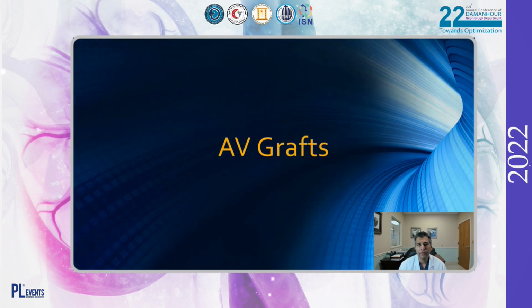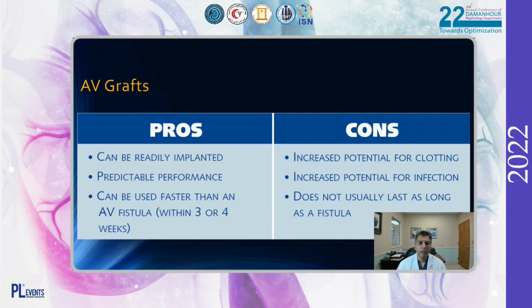AV grafts are also used in our patients. We generally use grafts for older patients or patients with very poor, very small veins that don't have adequate veins for fistula creation. A graft is basically readily implanted, has a predictable performance, and can be used relatively quickly. However, the downside of the graft is an increased risk of thrombosis and stenosis, and also risk of infection because it is a synthetic material that goes in the body. However, I need to reiterate that a graft is a superior option to a catheter most of the time because it allows the patients to have a lower risk of infection than the catheters.